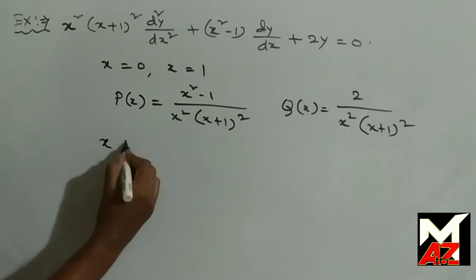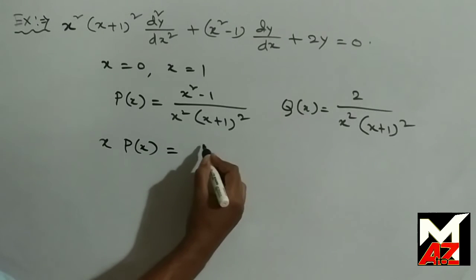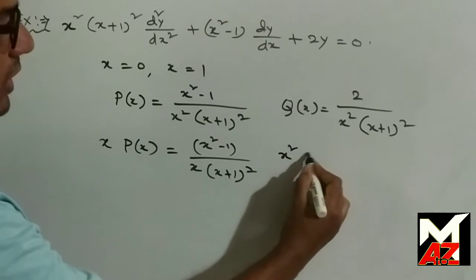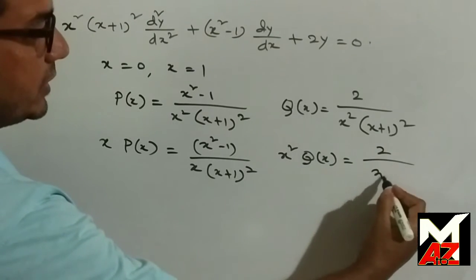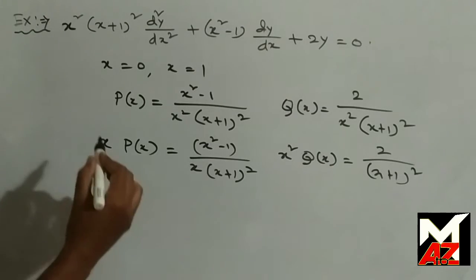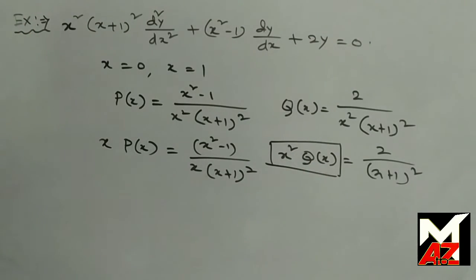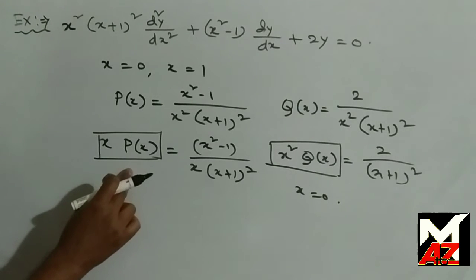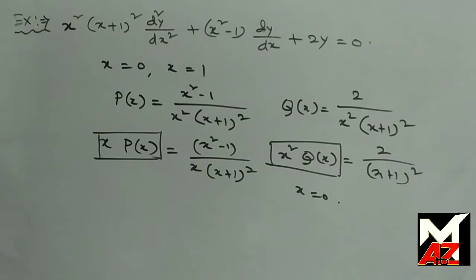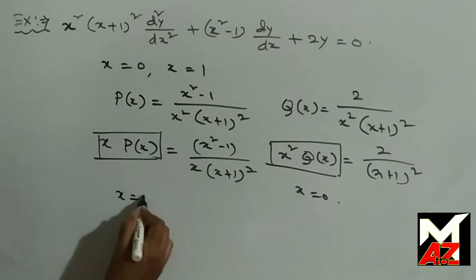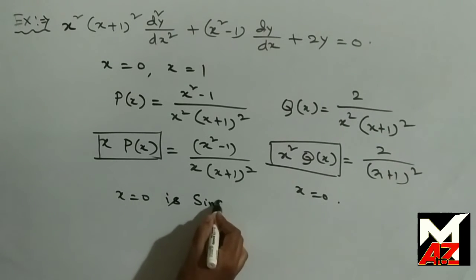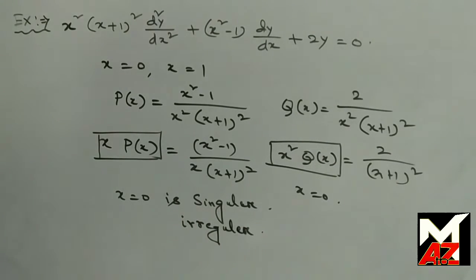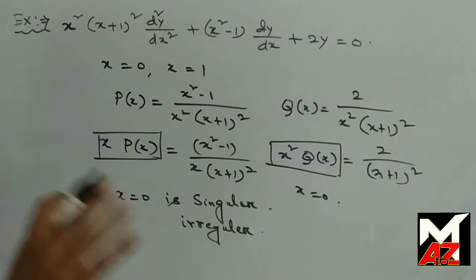Now if we take x into p of x, this is equal to (x square minus 1) by x into (x plus 1) whole square, and x square into q of x, this is 2 by (x plus 1) whole square. Here this x square into q of x is analytic at x equal to 0, but x into p of x is not analytic at x equal to 0, because here in the denominator x is present. So we say that x equal to 0 is singular and irregular. X equal to 0 is an irregular singular point.